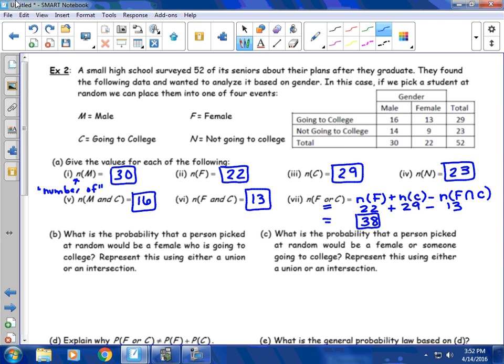And just verify real quick, that's the same as saying the females, so those 13 plus 9, plus the extras who are going to college who aren't female, the 16 males. Add those together, you also come up with 38.